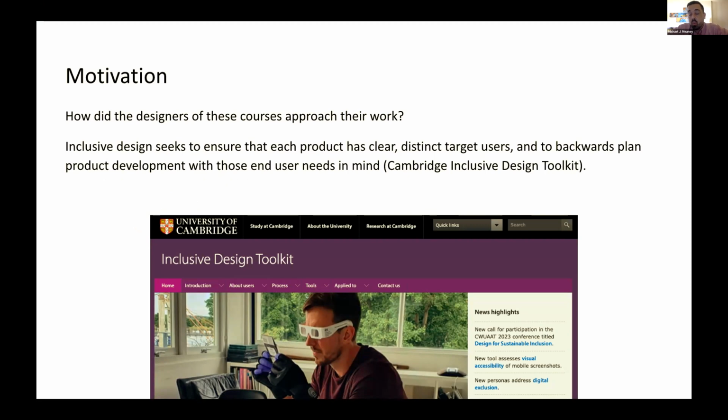How were they thinking about underrepresented learners at all? And so some of what was informing this work for me is this notion of inclusive design, and this is what inclusive design is defined as by the Cambridge Inclusive Design Toolkit. So inclusive design seeks to ensure that each product has a clear, distinct target users, and to backwards plan product development with those end users' needs in mind.